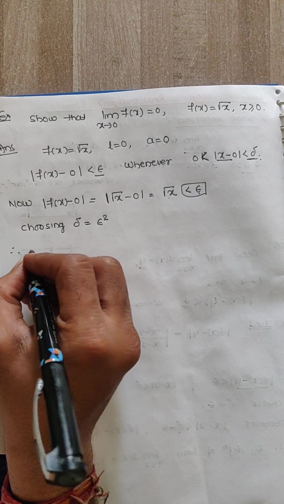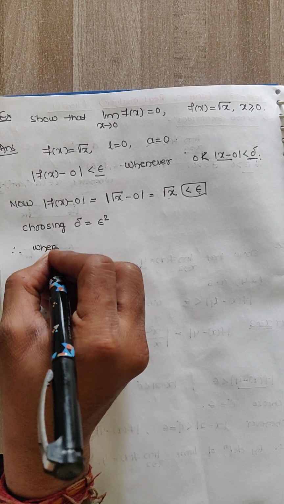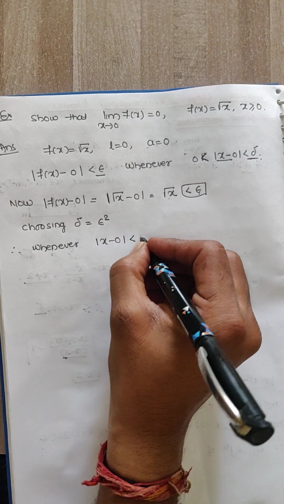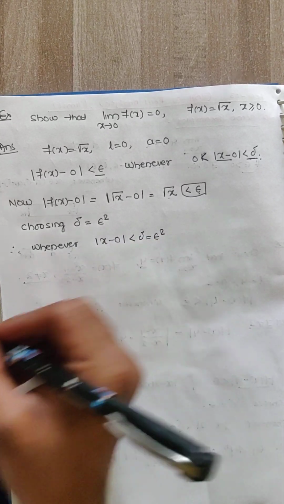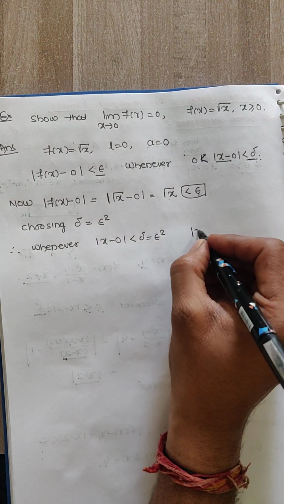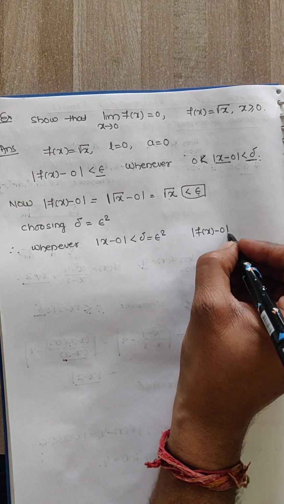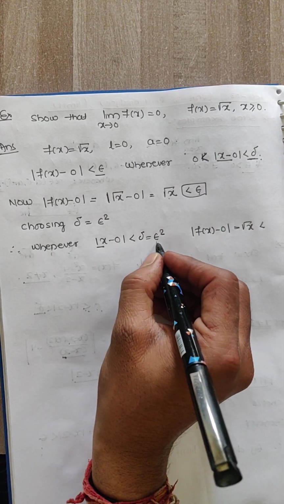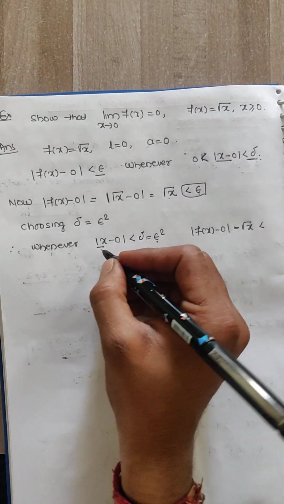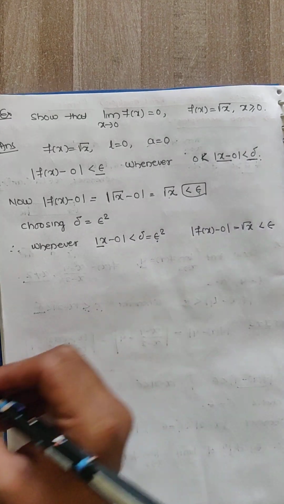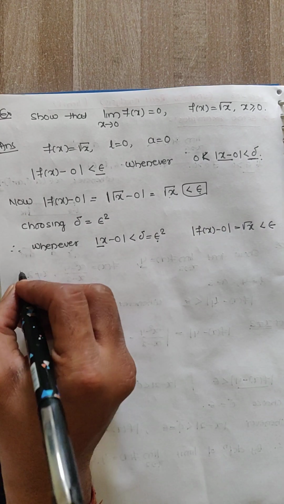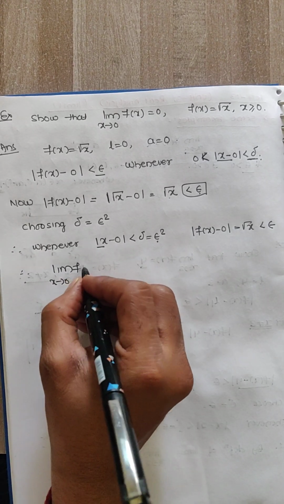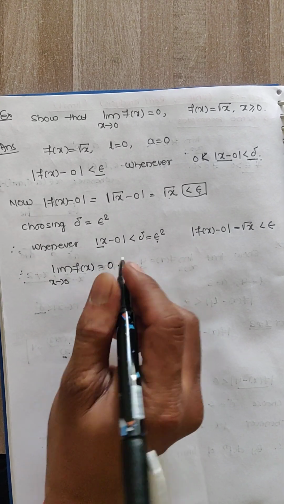So hence I can say that whenever x minus 0 is less than delta, which is my epsilon square, f(x) minus 0, that is root x, is less than root of epsilon square. So root x is less than what? Epsilon. Hence I can say that limit x tends to 0 f(x) is equal to 0.